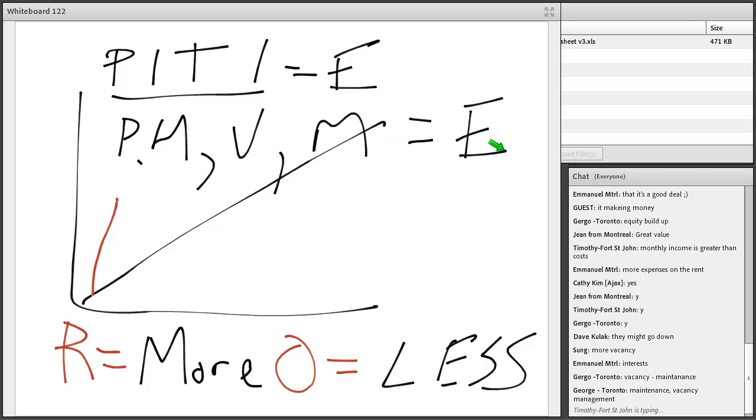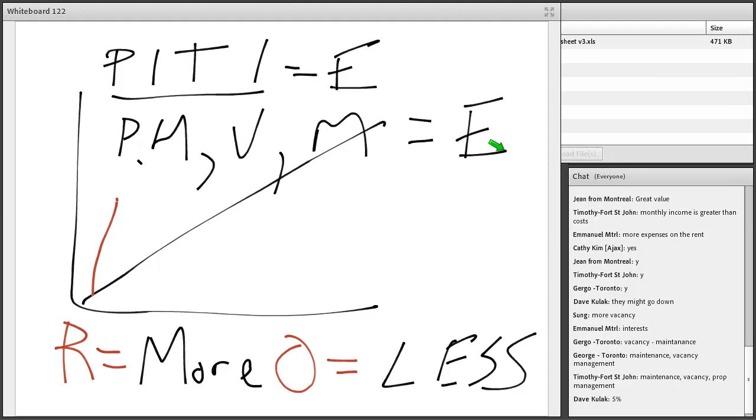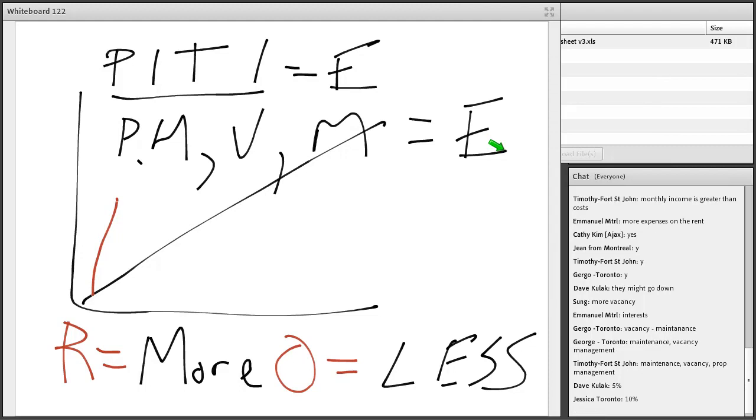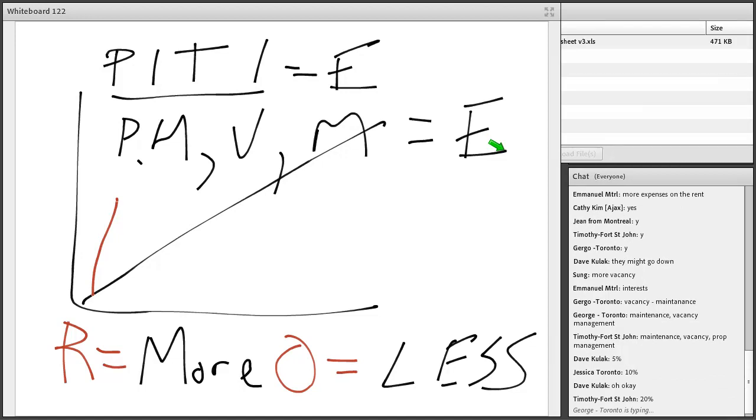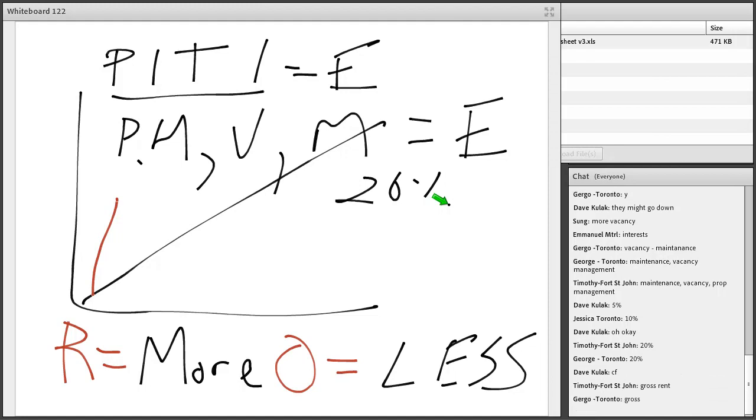Does anybody remember how much of that is considered expenses? In general, what does it take up? A little bit more than that. All those three things together. Put all three of those together. It's going to cost you 20%. There you go. So 20% of what? Of gross rent. So 20% of your gross rents are going to come from property management, vacancy, and maintenance.